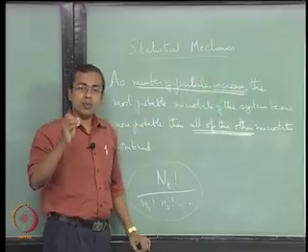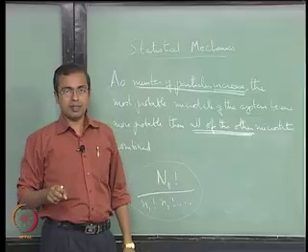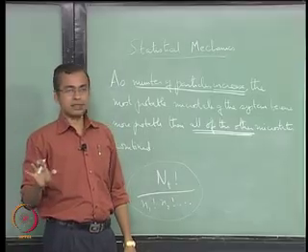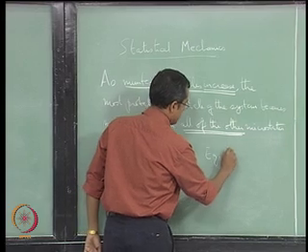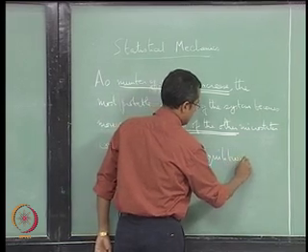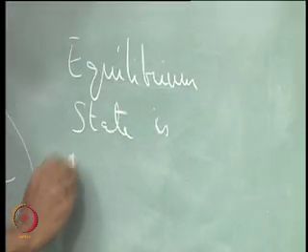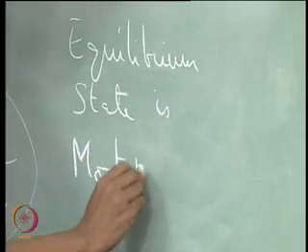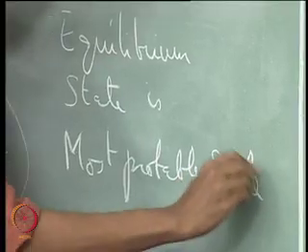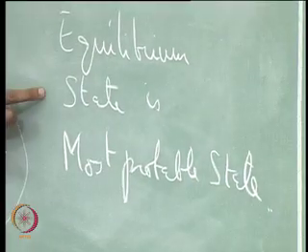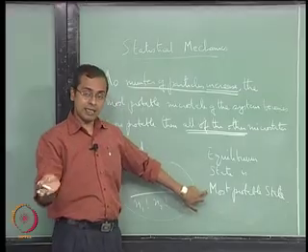So statistical mechanics is a field of study where it looks at this situation, and it says that the equilibrium state of a system is the most probable state of the system. That is the basic idea of statistical mechanics. It says the equilibrium state of the system is the most probable state. I want to again emphasize that there are other possible states.